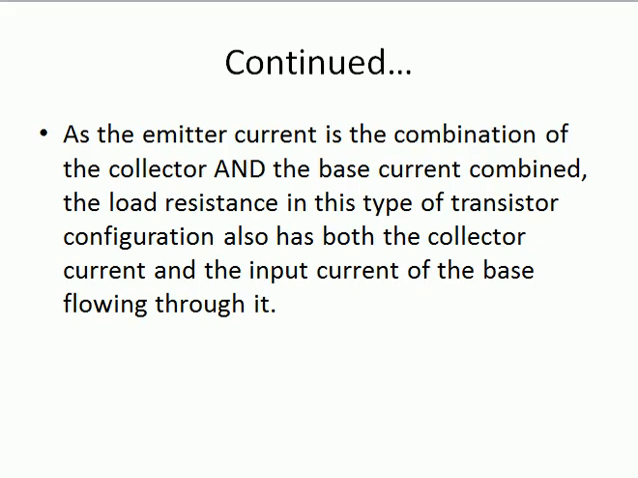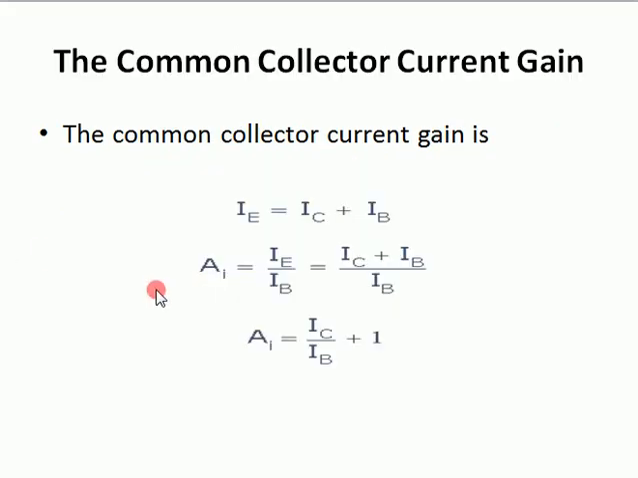The load resistance in this type of transistor configuration also has both the collector current and the input current of the base flowing through it. So here we are having IE is equal to IC plus IB. So the current gain is equal to IE over IB. Why? Because we are taking the output at the emitter terminal and taking the input at the base terminal. And what is IE? IE is equal to IC plus IB. So by putting its value and solving it, AI, that is current gain, is equal to IC over IB plus 1.